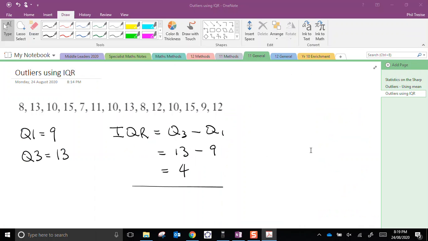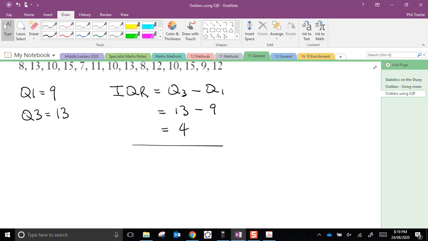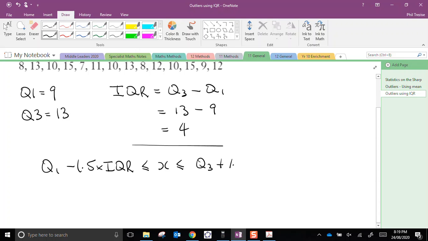So let's go back then and we'll work out Q1 subtract 1.5 times the interquartile range. Our score could be bigger than that, and then Q3 plus 1.5 times the interquartile range. So we'll write some numbers in.